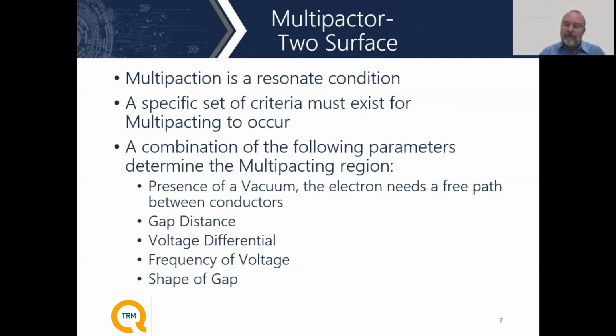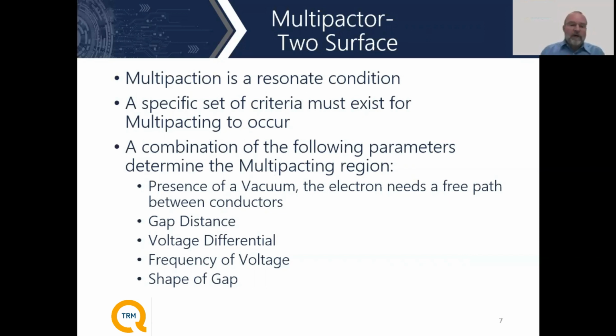So the first thing that we need is a vacuum or a near vacuum. By that, what I mean is that we have to have a free path for the electron to jump from one electrode to another without hitting another molecule. That only happens in a vacuum or a near vacuum, where there can be free electrons traveling back and forth without colliding with something else. That's critical because as soon as an electron collides with another molecule, by definition it is no longer a multipactor failure; then we're going into a corona or an ionization type failure.